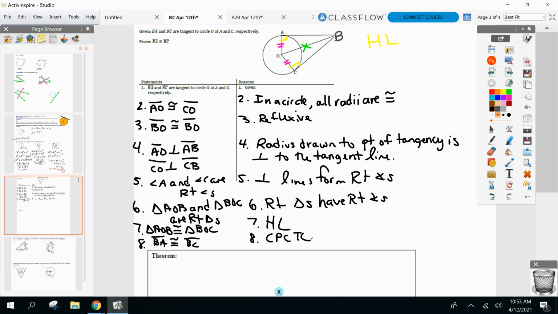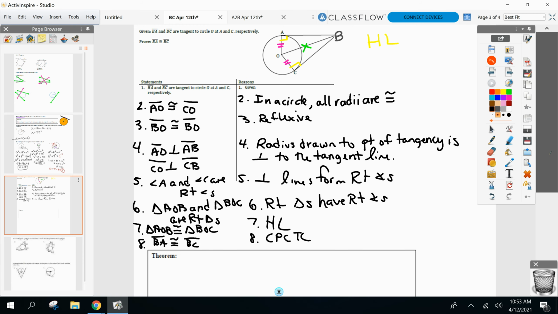What did we just prove? We just proved the theorem that you don't have to do this proof anymore. You can just tell me BA is congruent to BC because of this theorem that you guys just proved true. What are BA and BC? Other than segments, they're what? Tangents. Everyone see that they're tangents. Two tangents, and they're both drawn to where? The same point, point B.